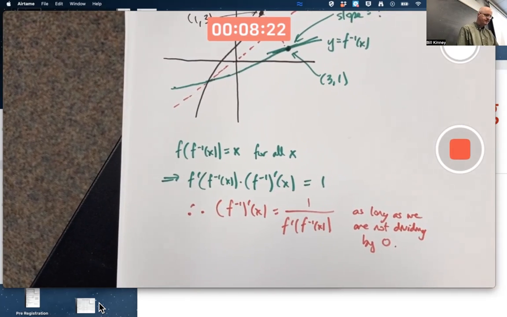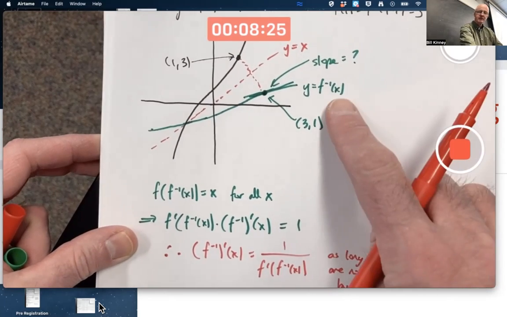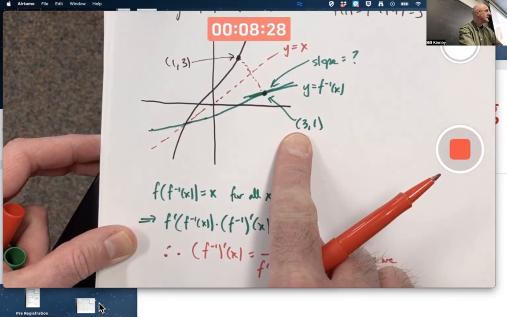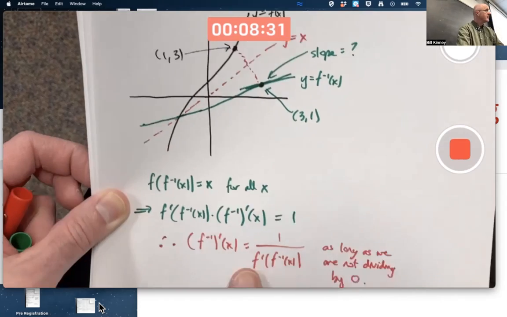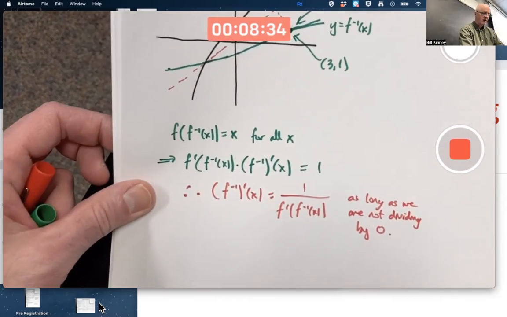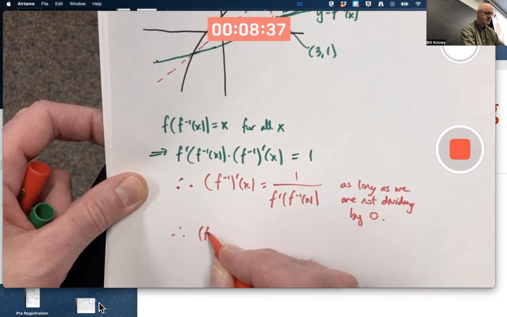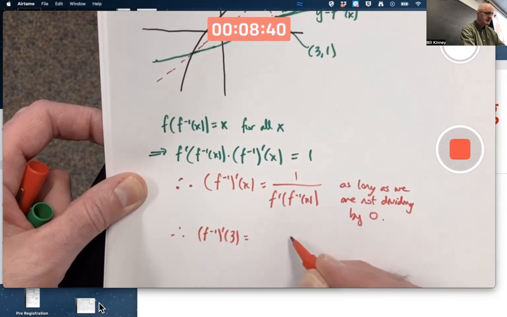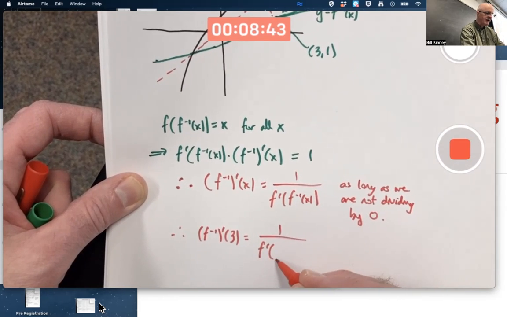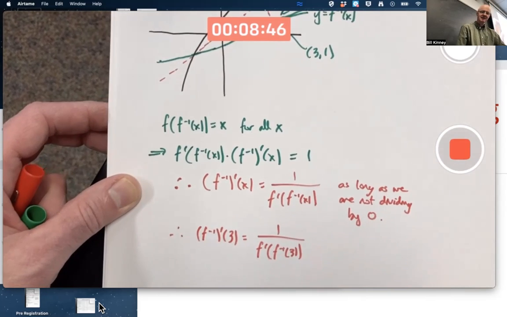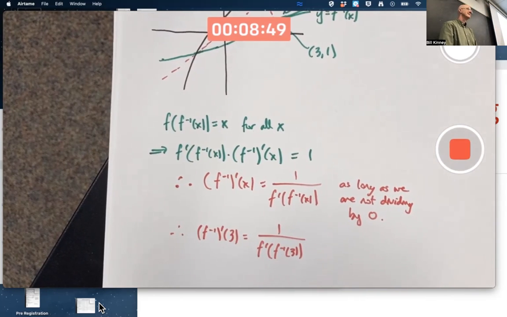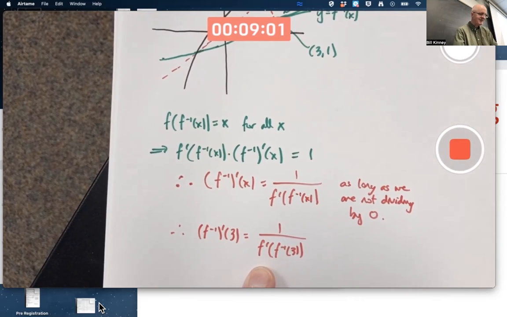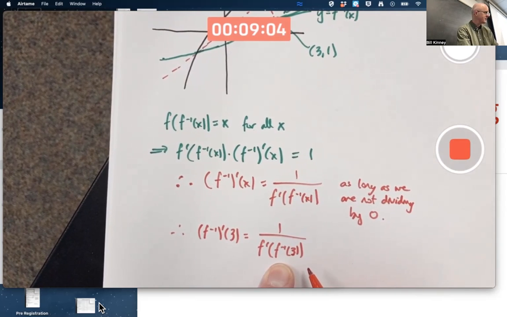How's that helpful? I want to find the slope of the inverse function at this point where x is 3. Just plug 3 in here. Therefore, for our problem, f inverse prime of 3 is 1 divided by f prime of f inverse of 3. But how is that helpful? Doesn't look very helpful, does it? We can do this without coffee, okay? Take a breath. Just realize I've got to find f prime, and then I've got to plug f inverse of 3 into there.